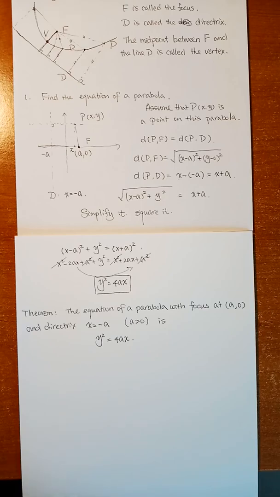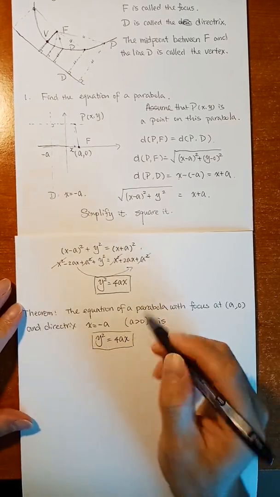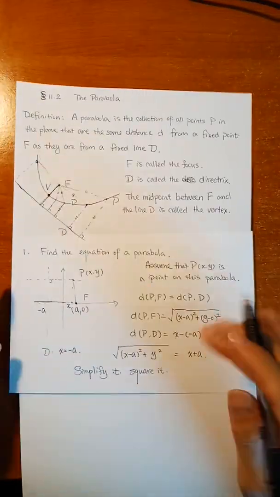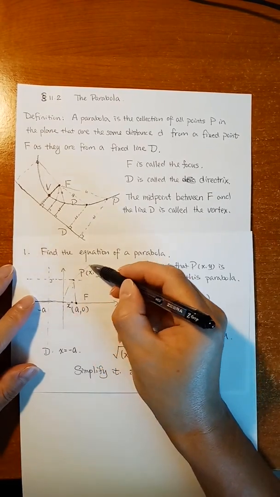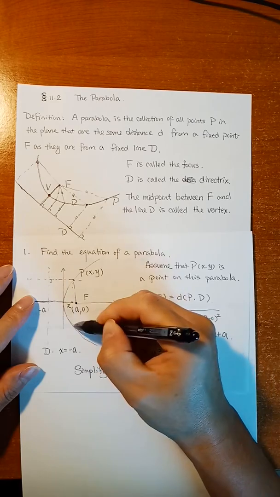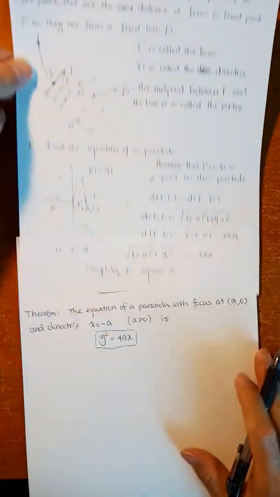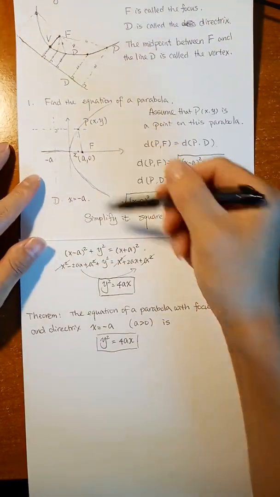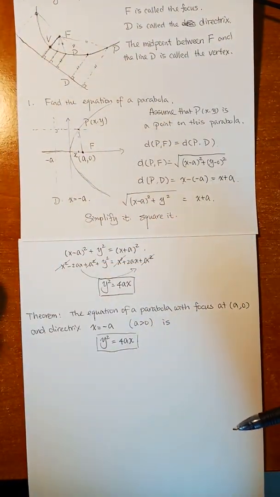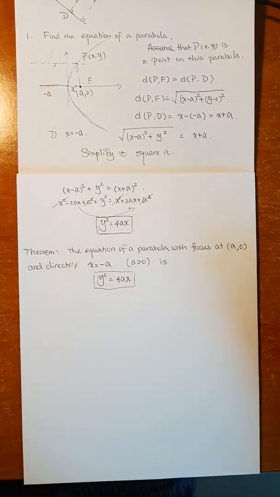Okay? Very good. So this is our equation you are going to memorize. And if we really sketch it, it will be like this. It's open to the right. This parabola has the equation y squared is equal to 4ax.